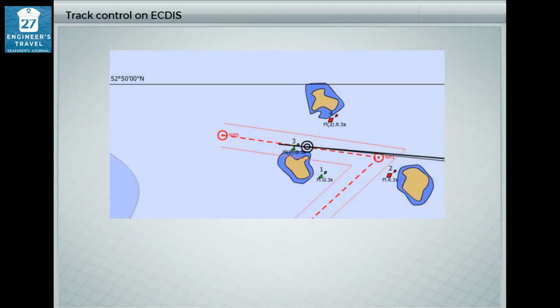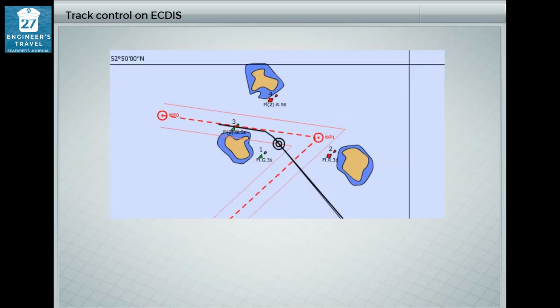An ECDIS in track control mode sends the active route to the autopilot that then steers the vessel along it. This sounds an alarm as wheel-over positions are approached that the watch-keeping officer needs to accept to allow the autopilot to steer the vessel onto the next leg. There has to be compatibility between the autopilot settings and the route settings for track control to be effective.